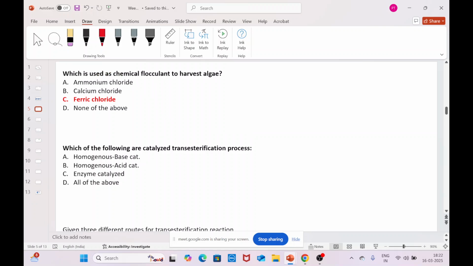Next one is, which of the following are catalyzed transesterification processes? Homogeneous base catalyzed, enzyme catalyzed. Sorry, this should be heterogeneous. Oh sorry, it should be homogeneous. I didn't see it's base and acid. So: homogeneous base catalyzed, homogeneous acid catalyzed, enzyme catalyzed, and D, all of the above. I think this will be easy. Every option says catalyzed, so all of the above.